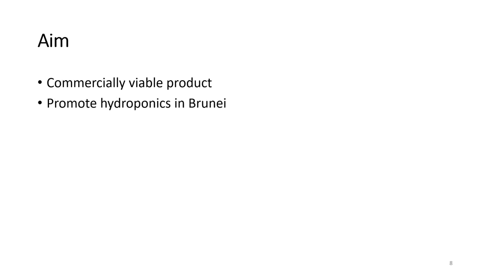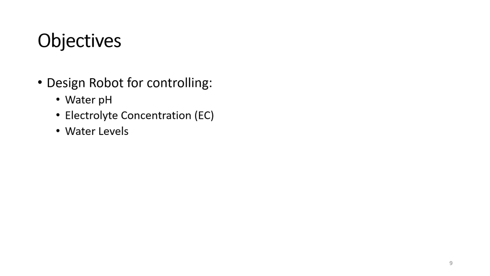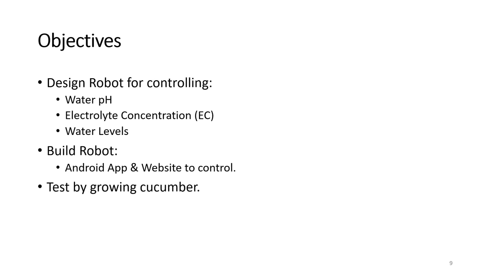The ultimate aim of Izzy Hydroponics is to create a commercially viable product which will ultimately promote hydroponics in Brunei. I'm hoping to achieve this by making hydroponics easier and more accessible to Bruneian farmers by making Izzy Hydroponics easy to use and cheap. For my dissertation project, my objectives are to design the robot, to build the robot and website and Android app which controls the robot, and finally to test the system by growing cucumbers.